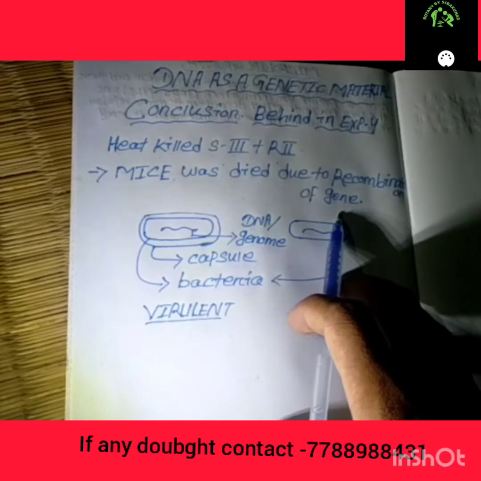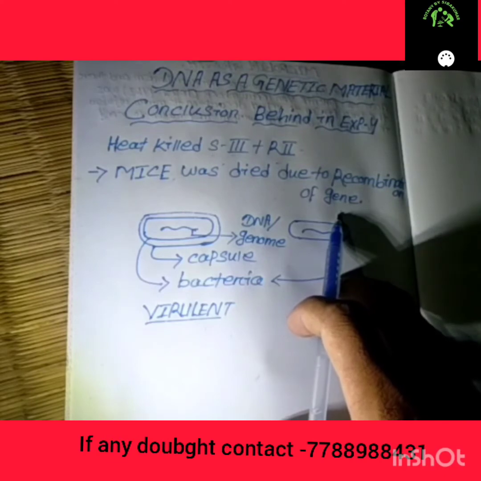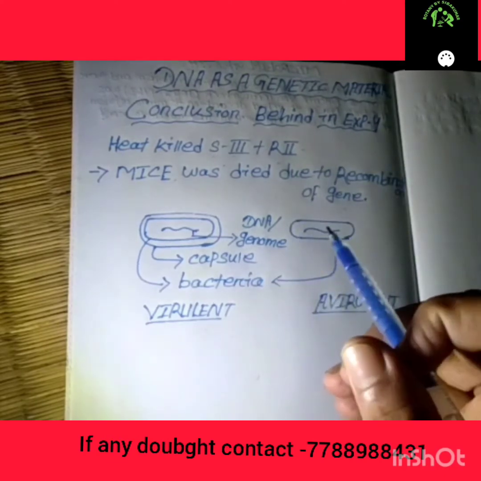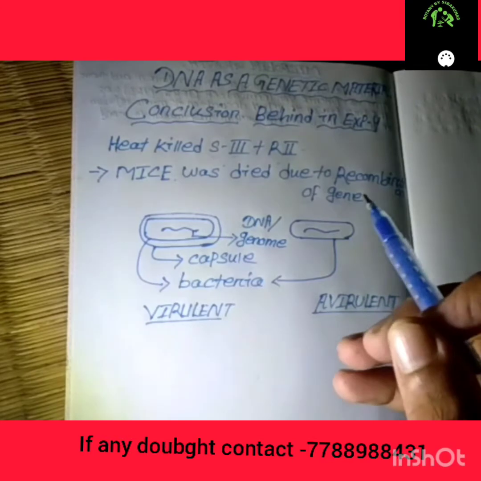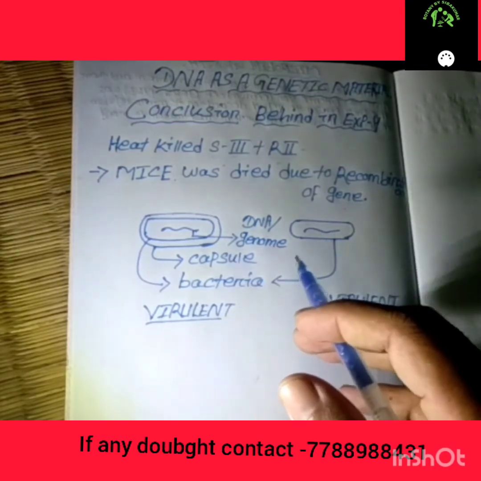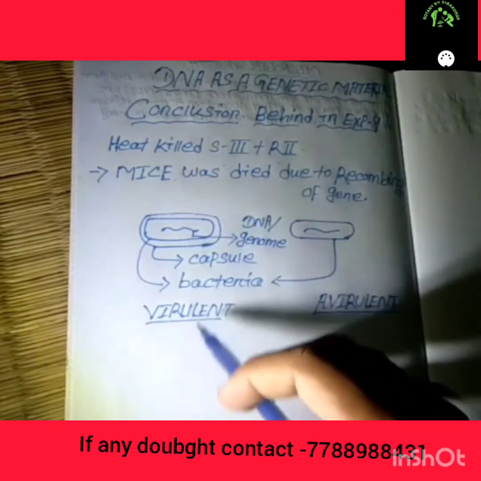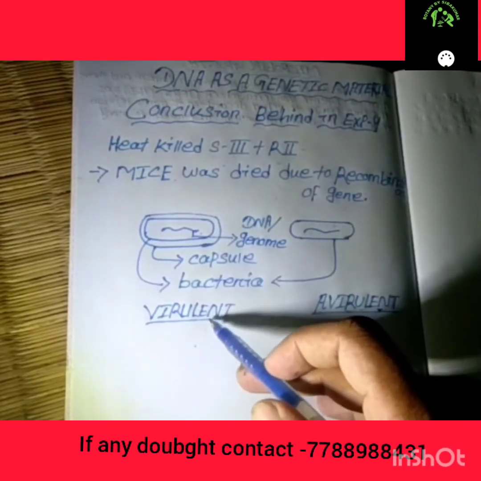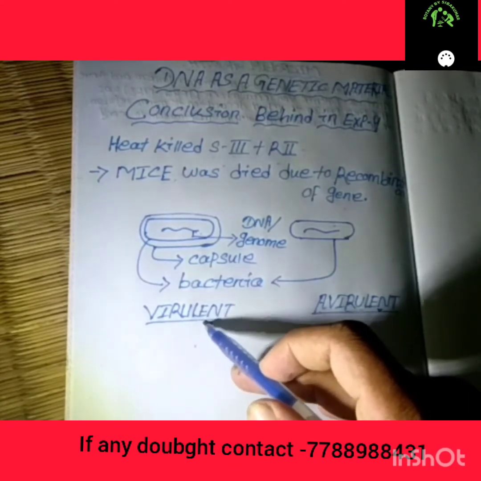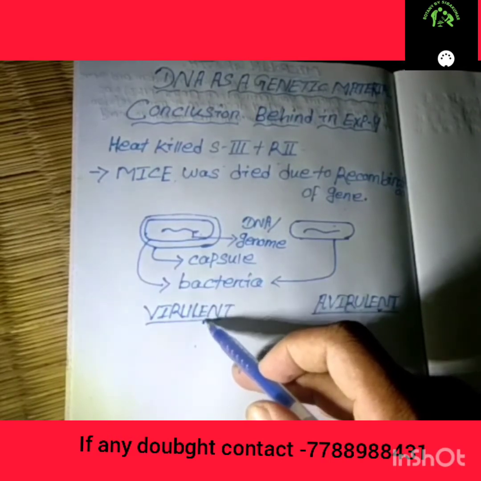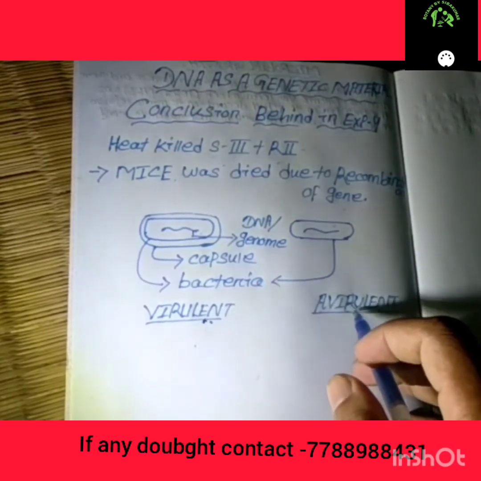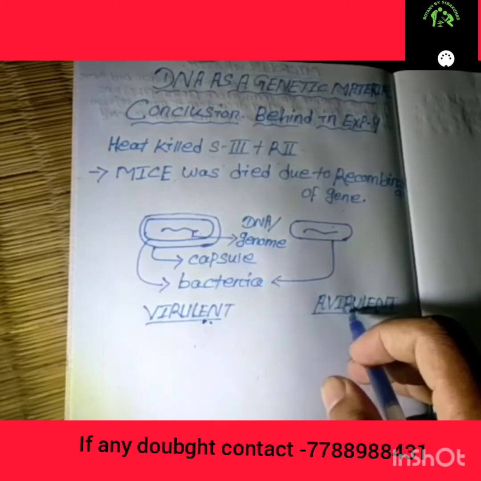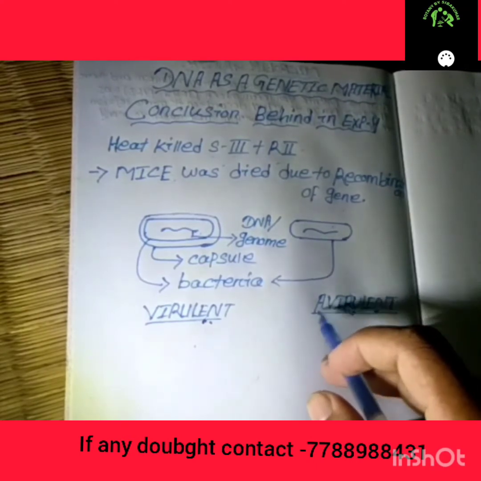Then what is the recombination of a gene? Recombination of a gene means, when the scientists provide heat to the virulent type bacteria. Suppose I first draw the structure of bacteria. Suppose these are the virulent type bacteria and these are the avirulent type bacteria. We know that virulent means those microorganisms which are responsible for creating disease inside the living system. Avirulent means those microorganisms which are not responsible for creating disease inside the living system.